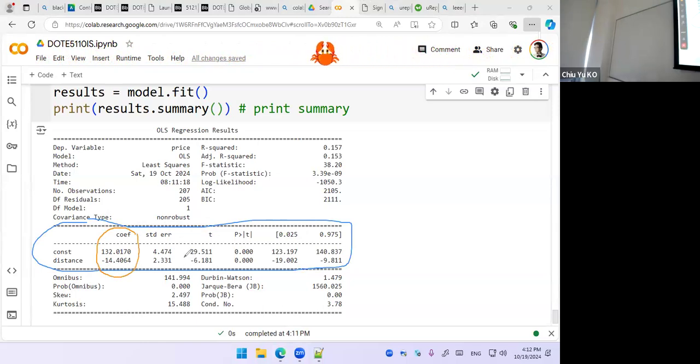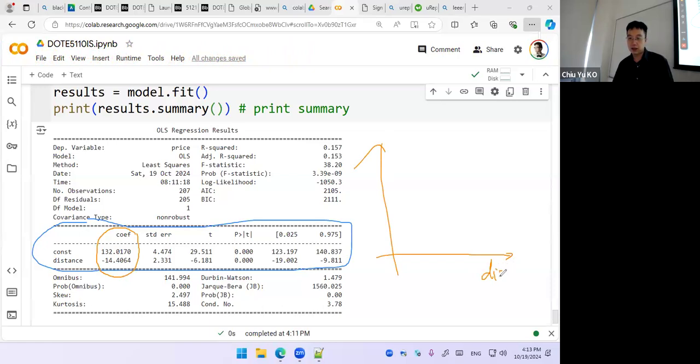This coefficient column gives me the alpha and the beta, right? Constant means the coefficient is an intercept, and distance is the slope. So it's actually the model. If you try to draw this, which we will do in Python, this is distance and this is the price. What it says is when distance is 0, the price is 132, and for every mile away, from 0 up to 1, you drop by 14.